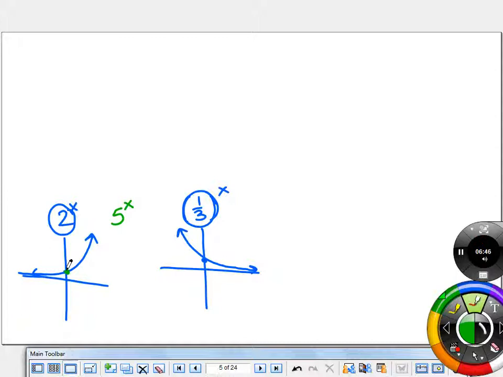The reason it's going to be steeper is if we take 1 as an x value. If we plug 1 into this function, 2 to the first power is going to be 2, so you're getting the point (1, 2). But if we plug 1 into this function, 5 to the power of 1 is just 5 to the first power. It's going to be 5. So instead of being this high, it's going to be this high. So this graph is going something like this.